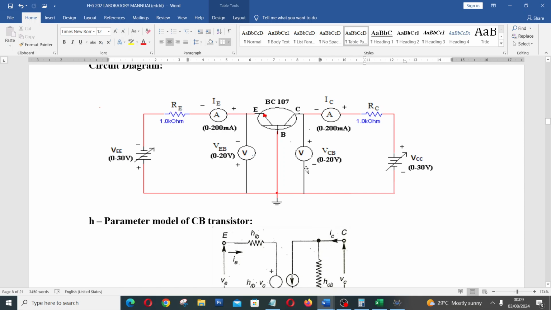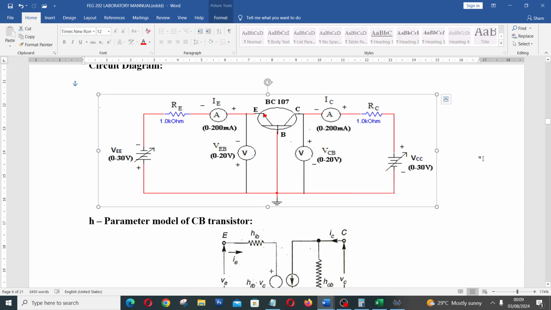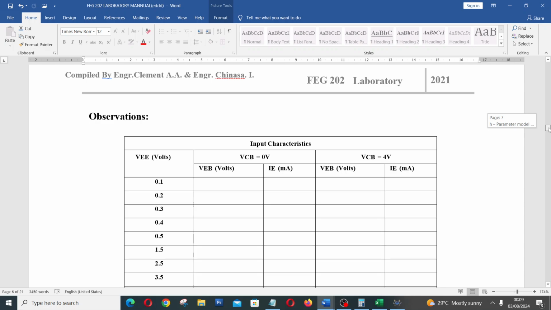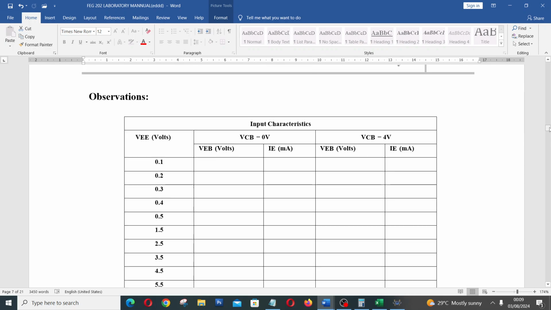So just like what we did in the common emitter configuration, we want to find the input parameters. We find IE and VEB at constant VCB. When we are done with that, we find IC and VCB at constant IE. It's just the same way, and we equally find the H parameters of the circuit. So the table is going to look like this: at constant VCB of 0 volt and at constant VCB of 4 volt, we find VEB and the corresponding value of IE. We use VEE to vary VEB.